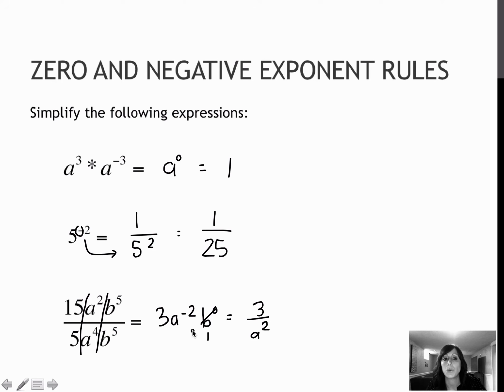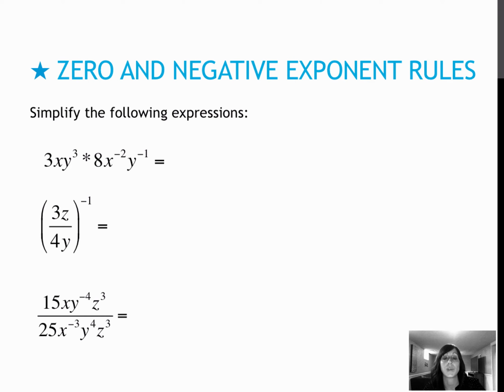I typically don't do the middle step, so I'm going to do it a second time and show you the way I would typically do it. 15 divided by 5 would give me 3. 2 minus 4 is negative 2, and so instead of bothering to write it as negative 2, I move it directly to the bottom. And then 5 minus 5 is 0, so b to the 0 is 1, so that's my final answer.